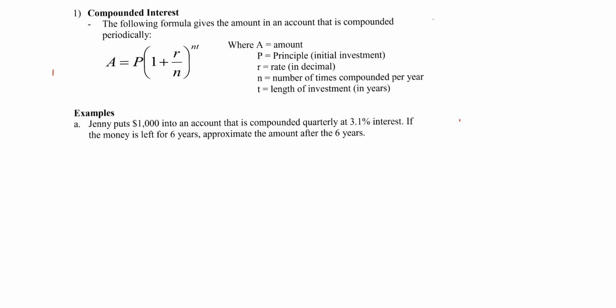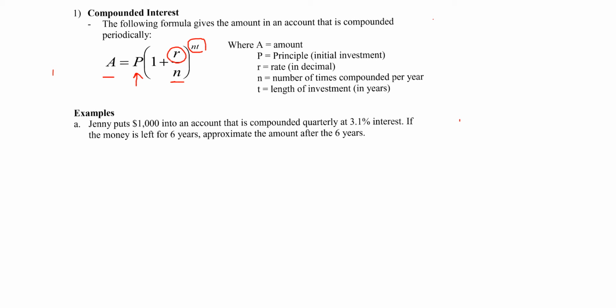So now we're looking at our applications of exponential functions. We're going to start with compound interest. So the first thing we're going to do is we have an equation where the amount that you'll have in the end is equal to the principal, or the amount that you put into the account, the initial investment, times 1 plus your rate, which should be written as a decimal, divided by the number of times compounded, and this is all raised to the nt power, or the number of times compounded by the length of the investment in years.